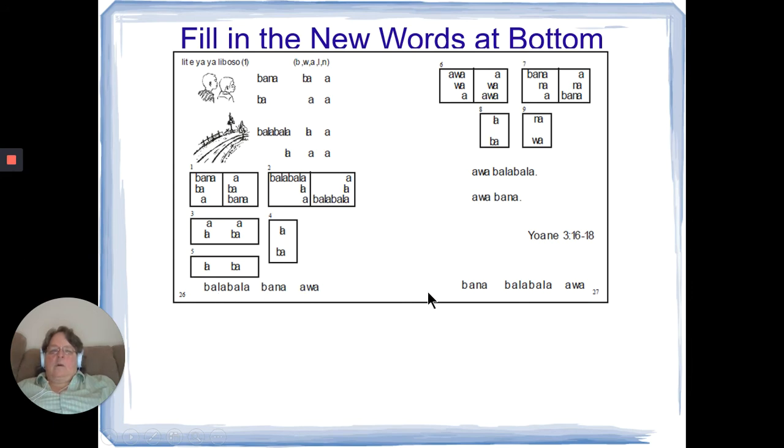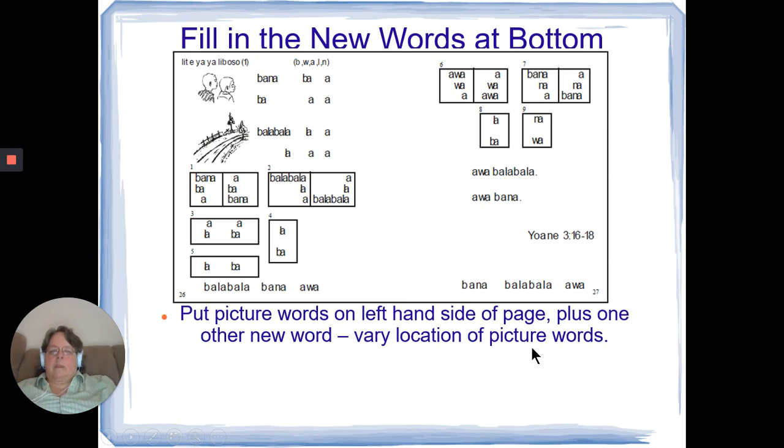Then I fill in the new words at the bottom of the page. That way we know what all the new words are, and then we'll get to the other words here in a moment. So when we fill in the words at the bottom of the page, we're going to put the 2 picture words always on the left-hand side of the page, but in different lessons you're going to put them in different orders.